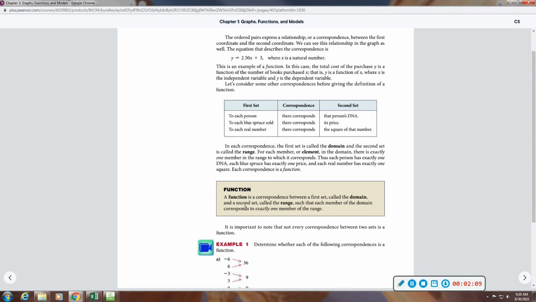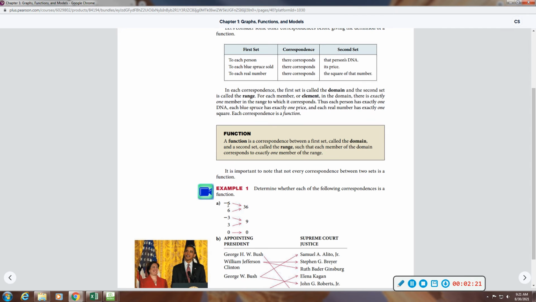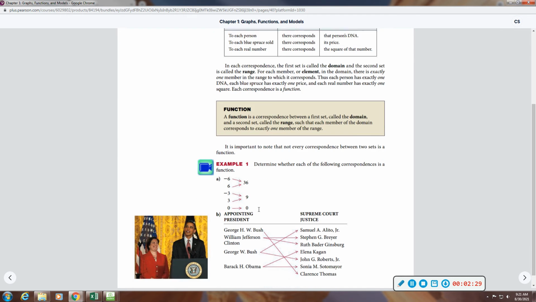So here it is again. A function is a correspondence between a first set called the domain and a second set called the range, such that each member of the domain corresponds to exactly one member. So that means you can kind of see this drawing here. -6 corresponds to 36, only one term, and 6 corresponds to 36.